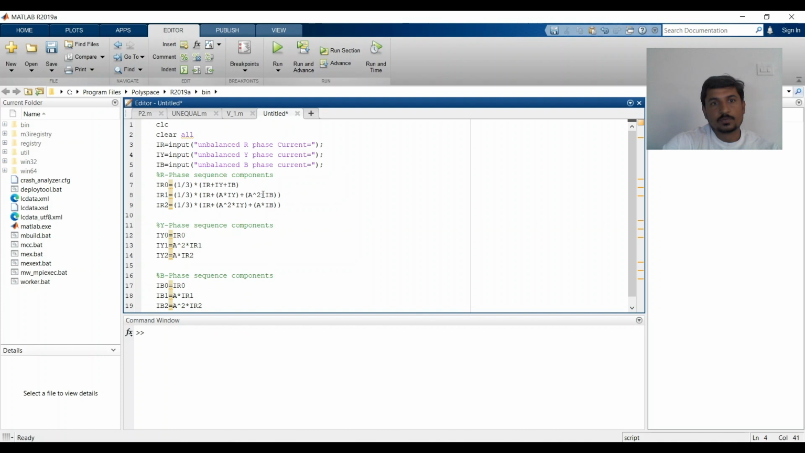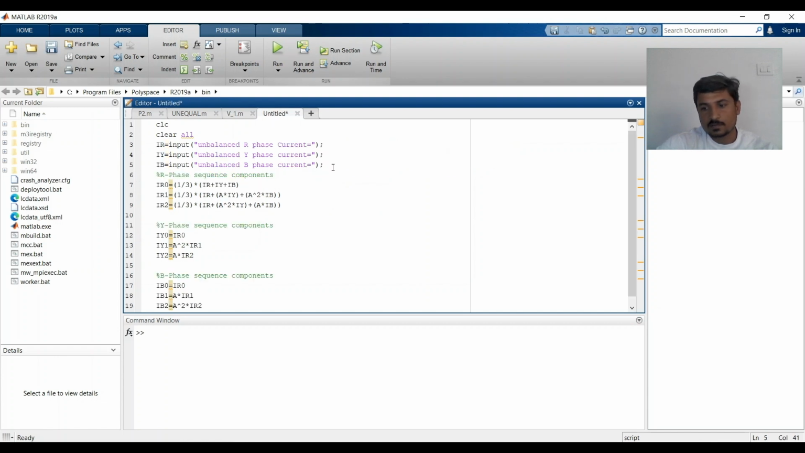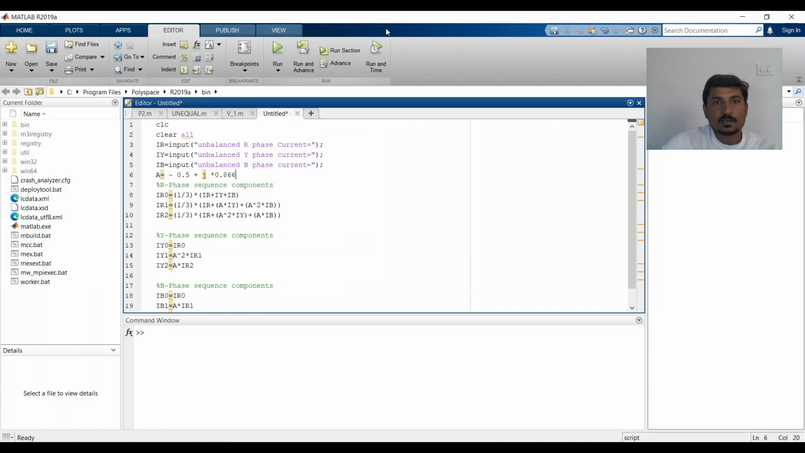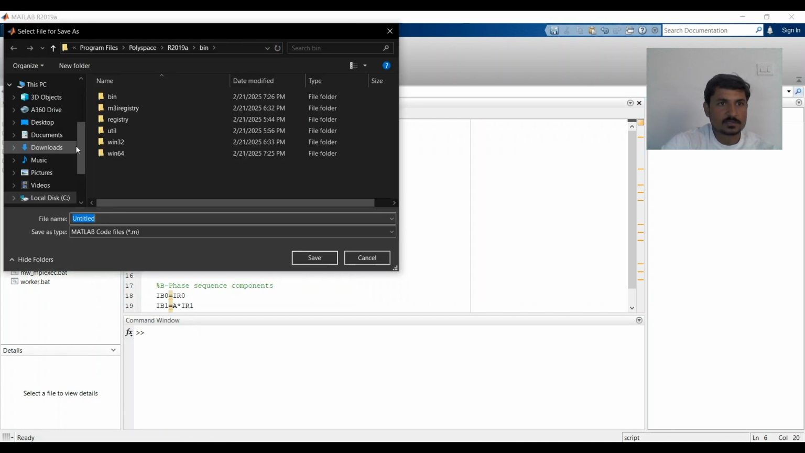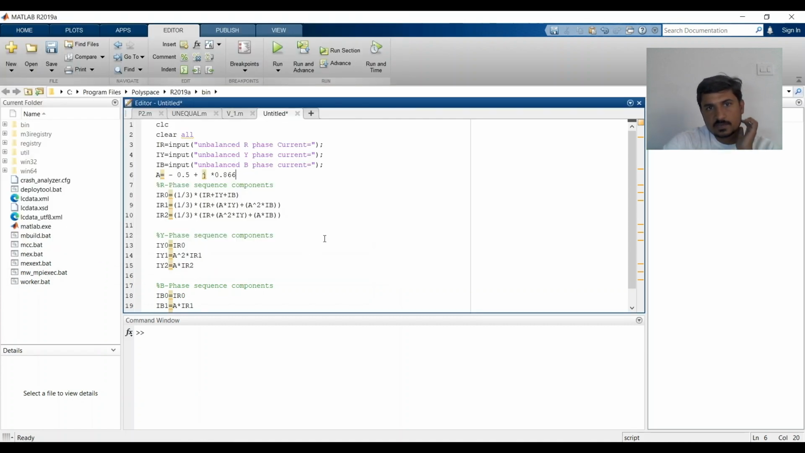To complete the program, we need to know the value of A also along with IR, IY and IB. So in the previous program, we have already taken the value of A. Let us just paste it here since it is a constant component. And if you run this program, it is asking to save. Let us keep it as I1. Let us save it.